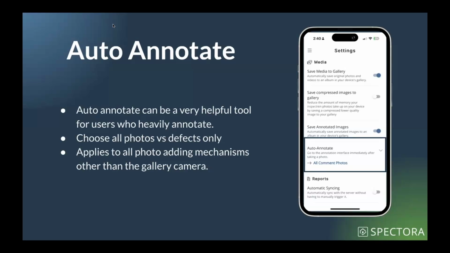With auto-annotate, you then have two other options, which is all comments and defects only. All comments means if you're taking an informational photo, that's going to pop up the annotator right after. If you're taking any kind of limitation photo, same thing. Defects only means it'll only show for defects. I know a lot of inspectors really only add those annotations for defects because you're trying to circle the defect in question and show the homeowners more what's happening. So those can be really good ways to save yourself some clicks.